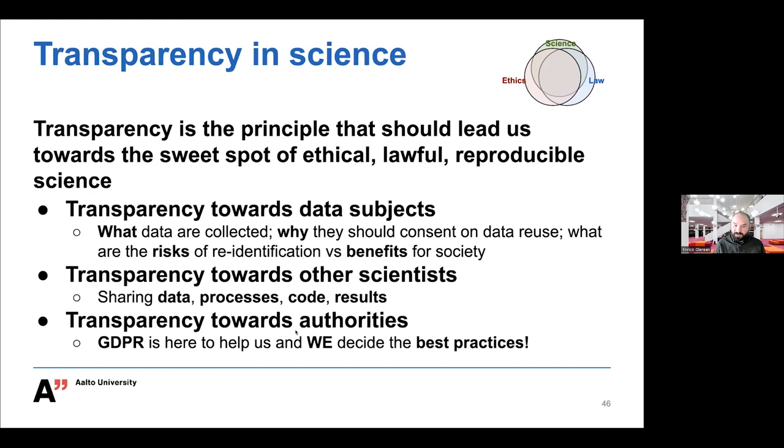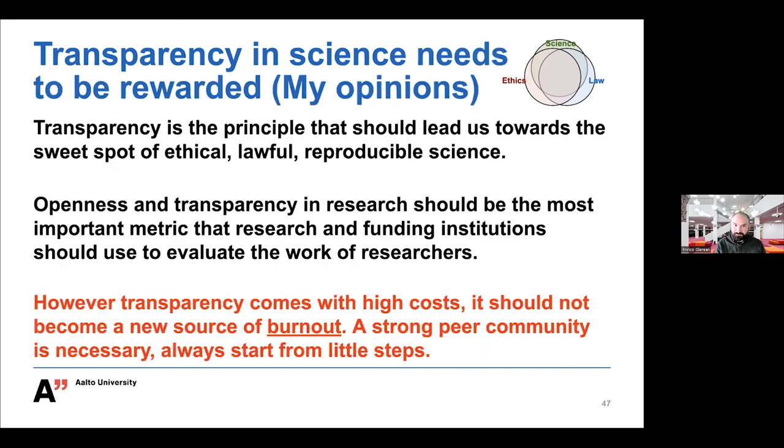And of course, also transparency towards authorities. Anyone should be able to come to your lab and check that everything's fine, that you are following the best practices, whatever they are, because it's us, it's scientists, that decide what the best practices are. The law and the ethics in the end are guiding us. But once we agree on transparency in all the research process, from the idea to the publication, that everything can be examined, then we know that there's nothing to hide. So maybe the reward should be transparency.